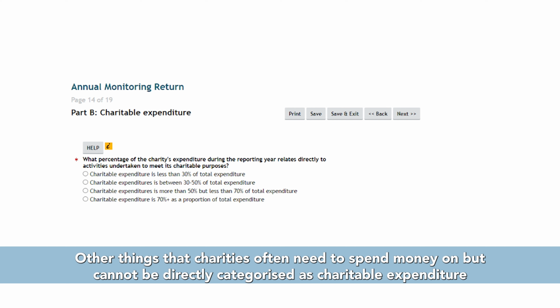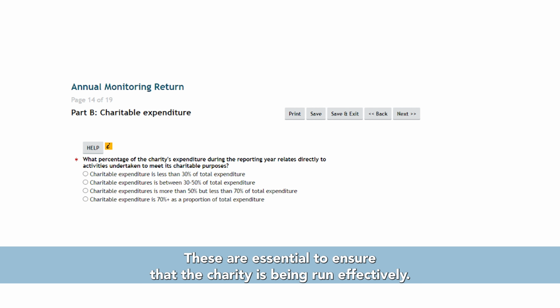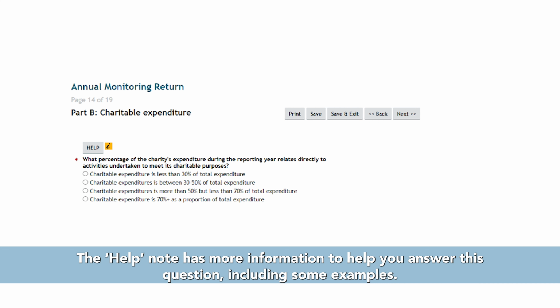Other things that charities often need to spend money on but cannot be directly categorised as charitable expenditure include governance costs, such as accounting or auditing. These are essential to ensure that the charity is being run effectively. The Help Note has more information to help you answer this question, including some examples.